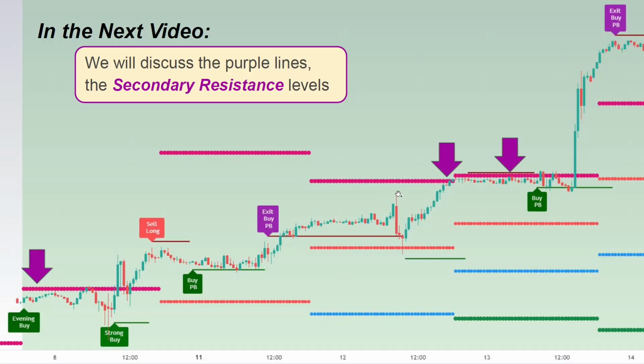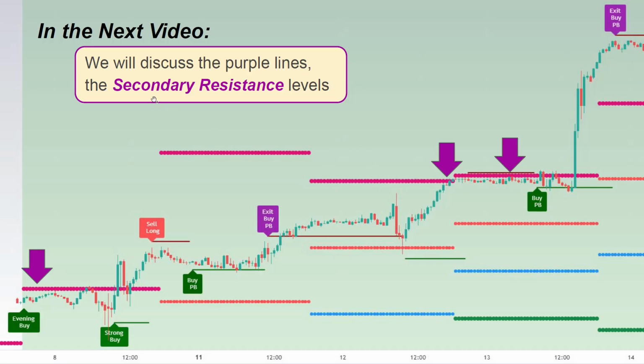Only here price dropped to the daily resistance, but because it started the day over the daily resistance, that was a confirmation of the uptrend. And when price starts the day over the daily resistance, you expect the red daily resistance to be your key daily support, and you consider a pullback to the daily resistance that fails to break under as a great long opportunity. And in the next video we will talk about purple lines.